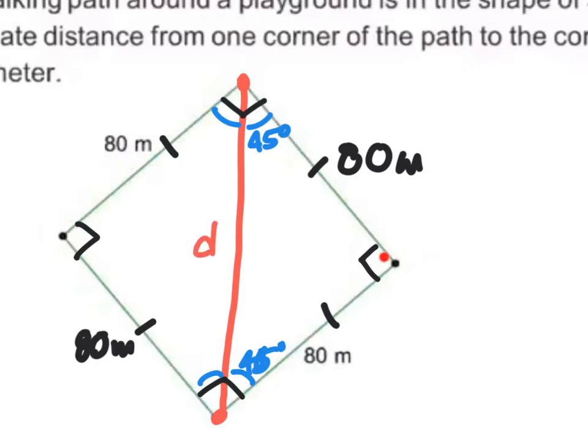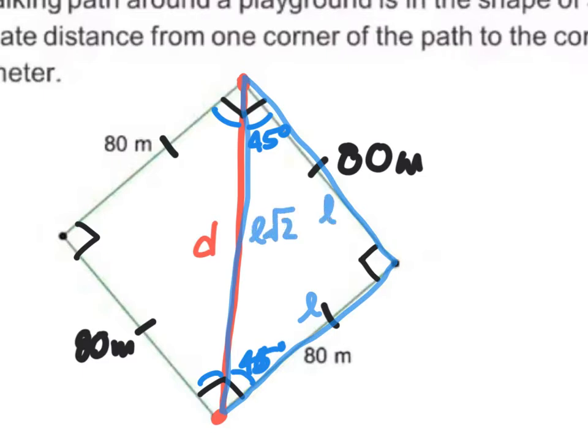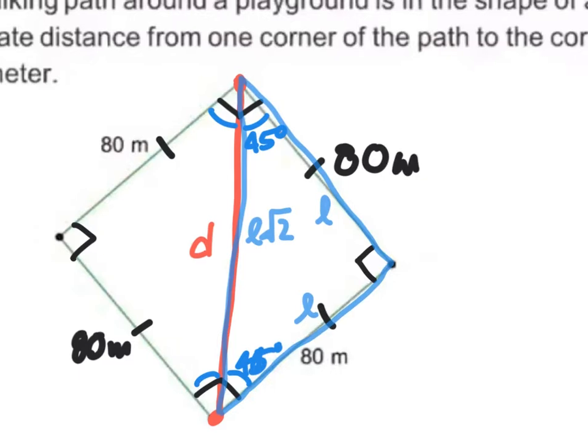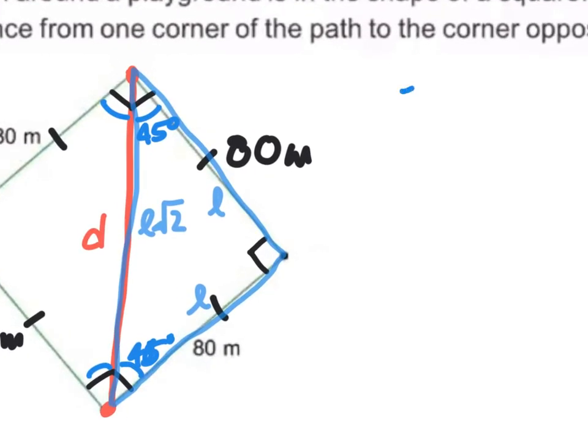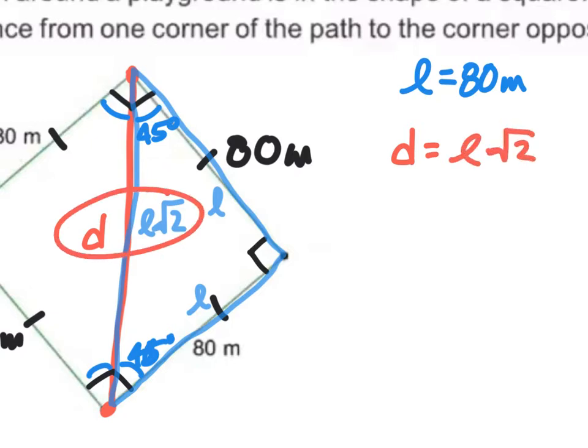Now, when I look at this, and I'm just going to highlight this, what you should notice is that this is a 45-45-90 triangle, okay? And it has the properties that this is length L, this is length L, and this is L times the square root of 2. Okay, and so with that, I can set this up and say that my length L is equal to 80 meters, okay? And then I know that my distance D is equal to that length L times the square root of 2, okay? I get that from here, and I get that from here, all right? I just set up those equations.